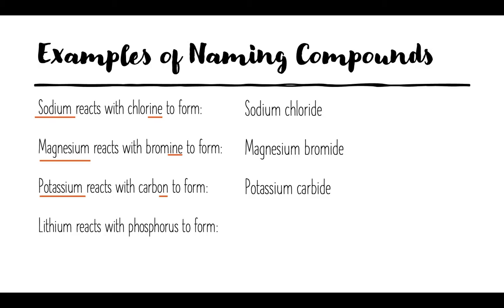Another slightly different one is lithium reacting with phosphorus. Now, lithium would be our metal, it's found in group 1. Phosphorus is our non-metal. Now, instead of changing an INE or an ON to IDE, this time we are taking the ORUS ending and we are changing that to phosphide. So when lithium reacts with phosphorus, it forms lithium phosphide.